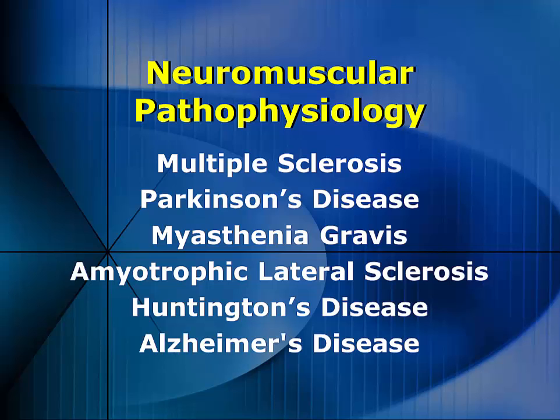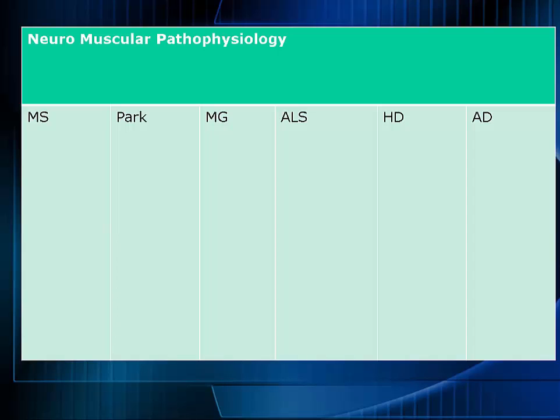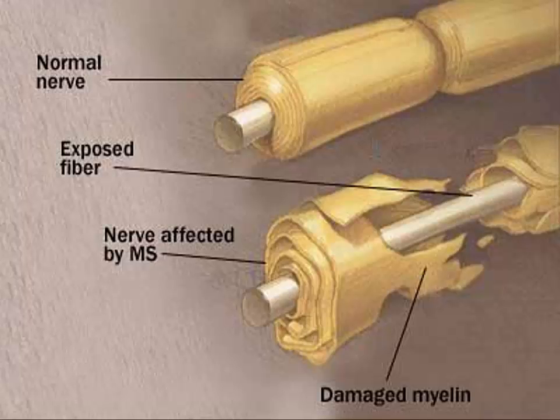Okay, this is a quick neuromuscular pathophysiology review. To study for the exam, it does help to place this information side by side in order to view the differences. In multiple sclerosis, the body mistakenly directs antibodies and white blood cells against proteins in the myelin sheath.